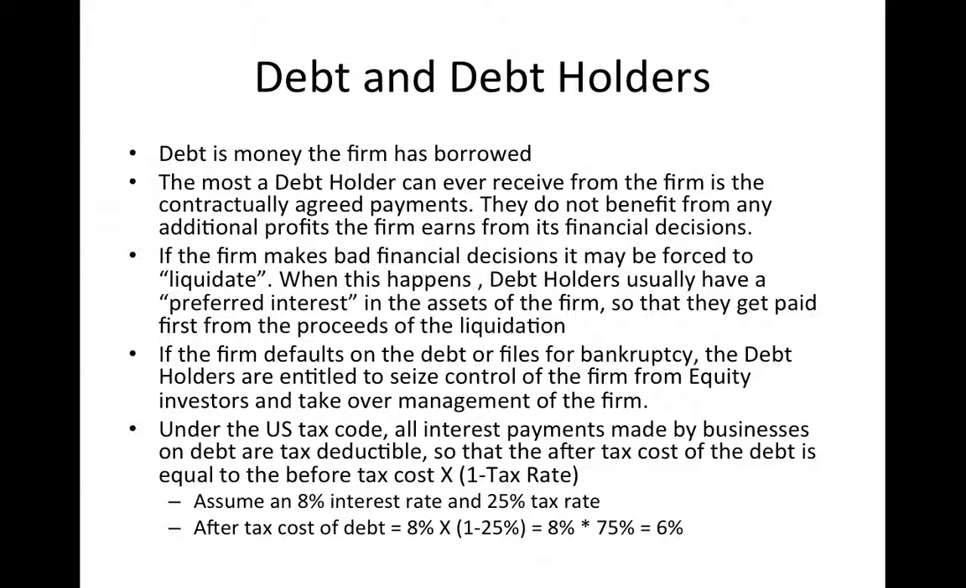If the firm legally or formally defaults on its debts or files for bankruptcy, then the debt holders are entitled to seize control of the company and make management decisions about how to get their money out of it, without permission of equity holders. They can actually replace the managers of the company. They may decide to liquidate it, or they may decide to just operate it or change the way that it's run, and take their money out of it over time.